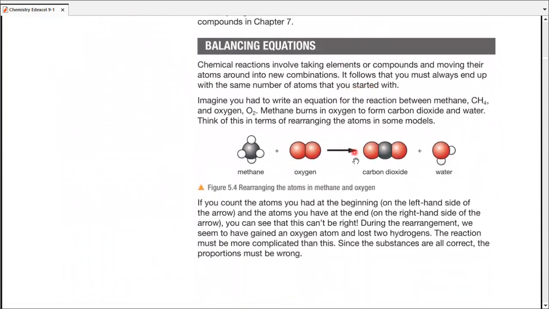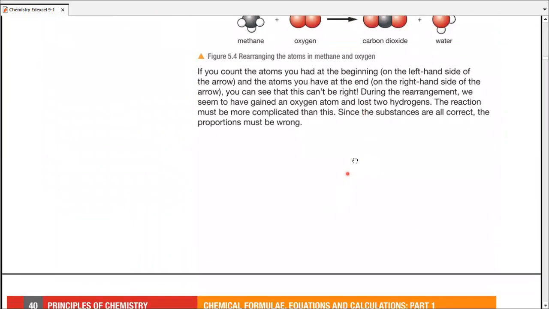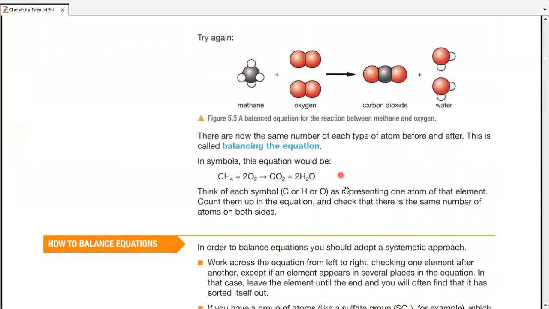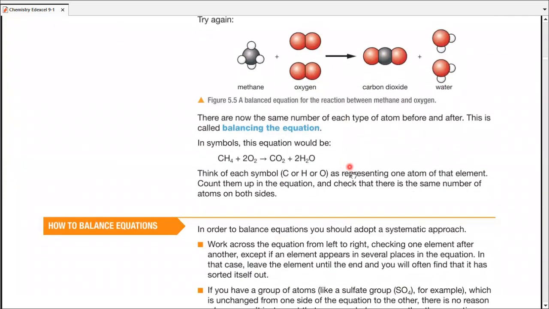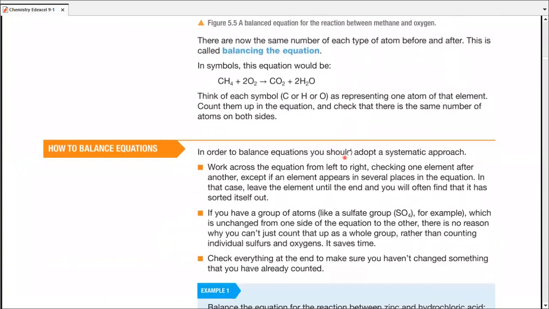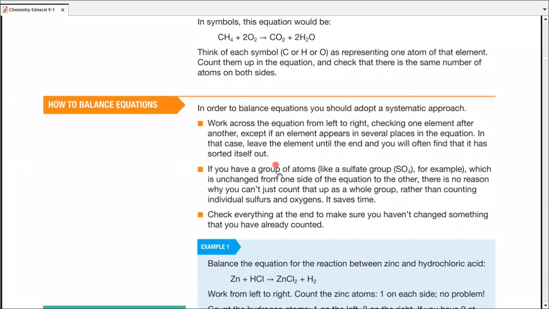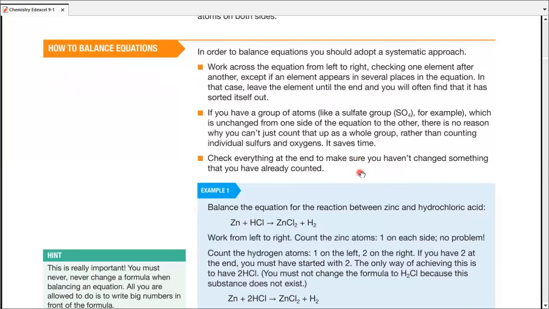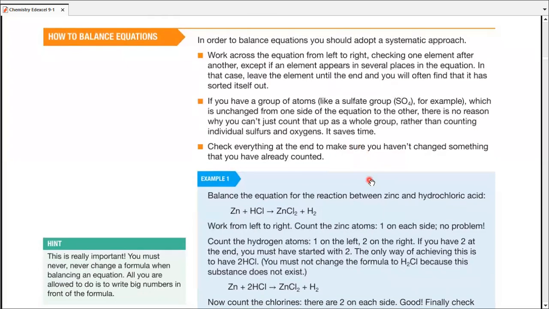And during balancing of equations, we have to count the atoms on each side of the equation to balance them, and we keep doing that and keep changing the coefficients until we come up with equal answers on both sides. In order to do that, we summarized it with a few important tips. We work across the equation from left to right, checking one element after another. We keep on balancing element after element. But if an element appears in several places, we leave the element for the end. And we notice that sometimes the element is automatically sorted out, or we can balance that element in the end because once we have balanced everything, it's easier to balance the last one.